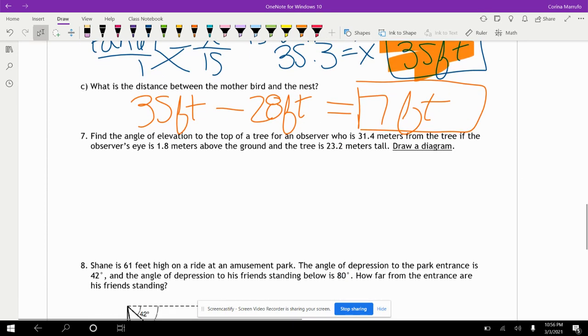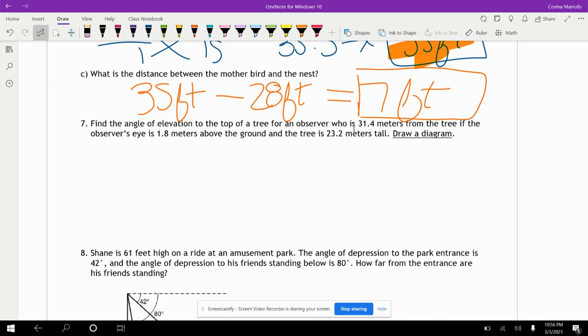This next one says, find the angle of elevation to the top of a tree for an observer who is 31.4 meters from the tree if the observer's eye is 1.8 meters above the ground and the tree is 23.2 meters tall. So let me draw this. We have a tree. Let me draw a little tree right here.